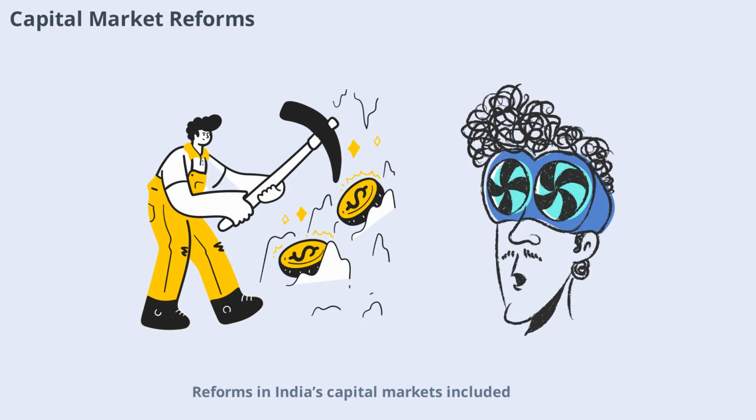Reforms in India's capital markets included removing government approval for market access, establishing the Securities and Exchange Board of India (SEBI) in 1992, and allowing foreign institutional investors. The introduction of electronic trading and the National Stock Exchange (NSE) modernized the market, making it more efficient and accessible for companies and investors alike.